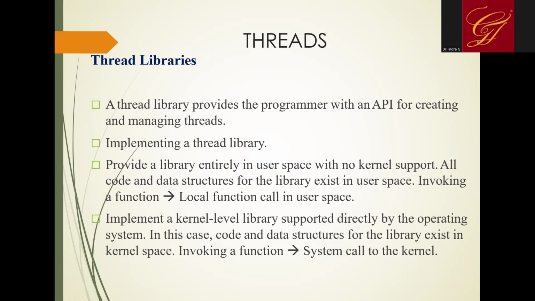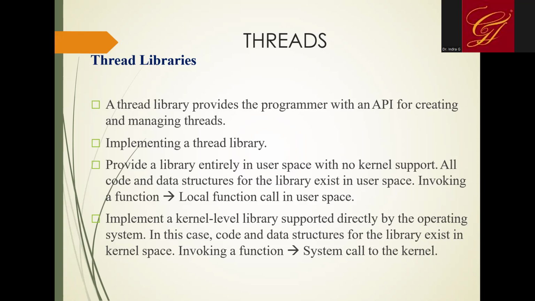manage threads. And as we know, there are two types of threads. Similarly, thread libraries also fall into two categories. One is your kernel level library, and the other is your user level library. A user level library means it will be executed in the user space without kernel support. And all the code and data structures for the library will be present in the user space. So here, invoking a function will represent a simple local function call in user space.